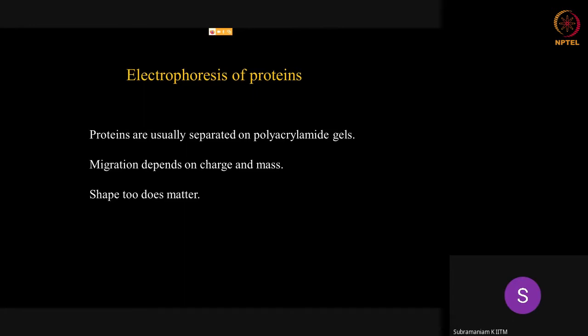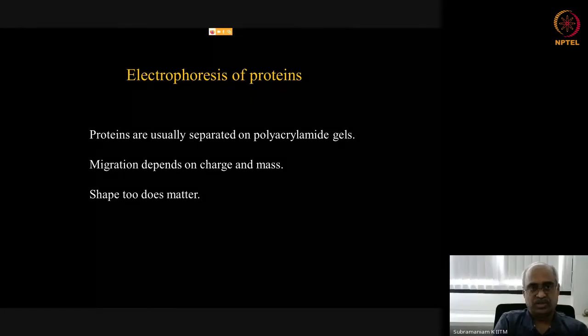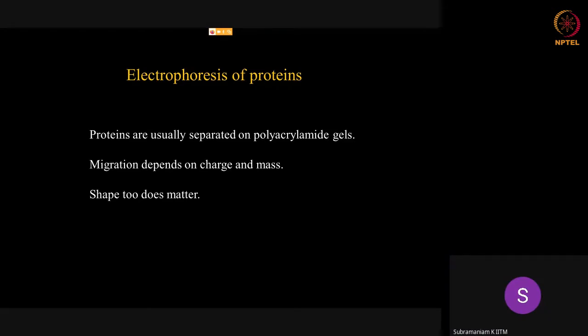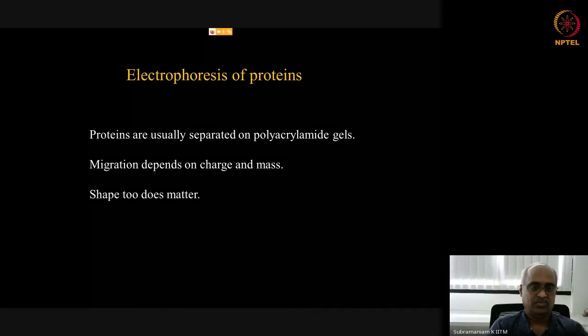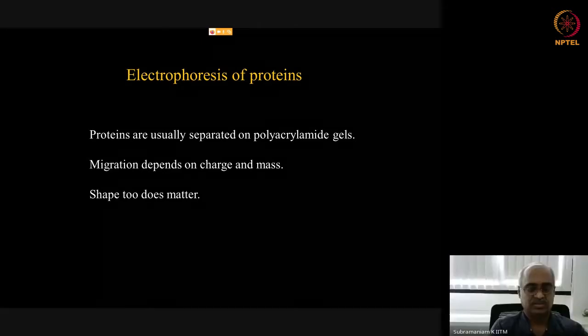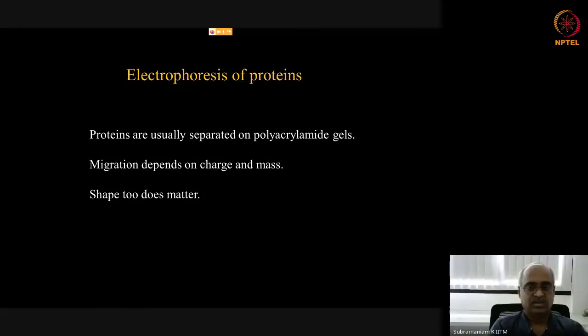I'm sure most of you already know what electrophoresis is. Electrophoresis is basically migration or movement of charged molecules in an electric field. So in biological applications, we use a solid matrix. For separating DNA or RNA, we use an agarose-based solid matrix, and for proteins, it is primarily polyacrylamide gels.